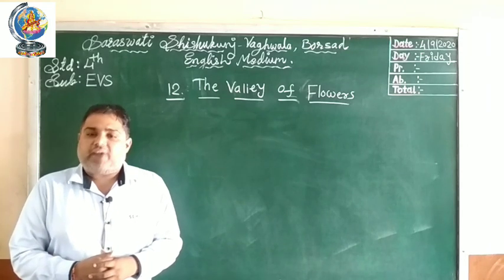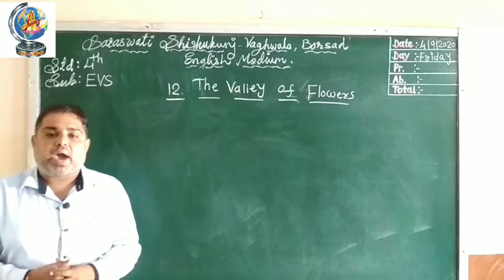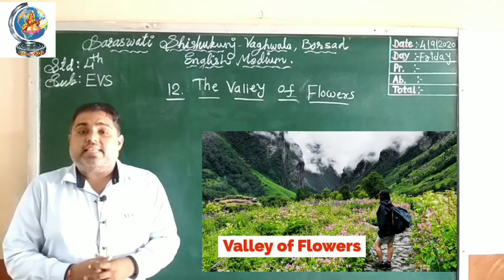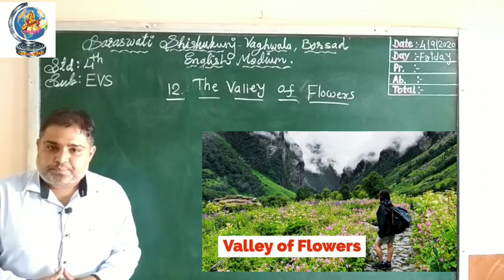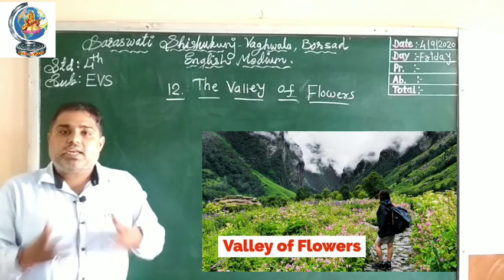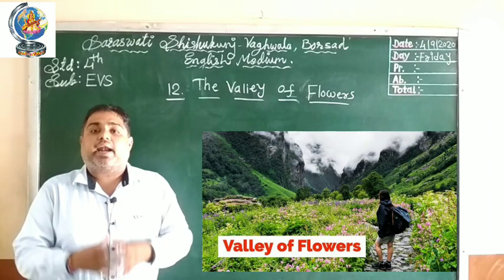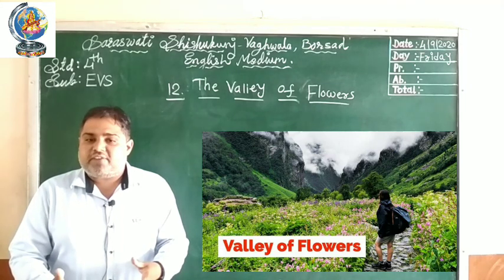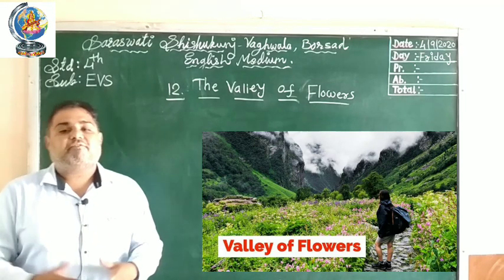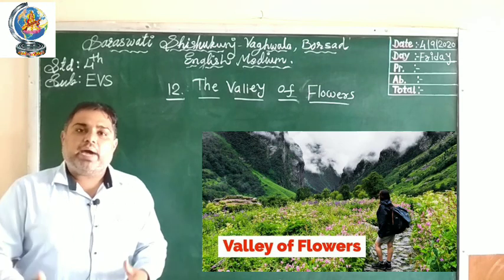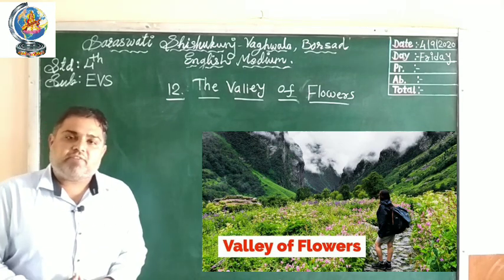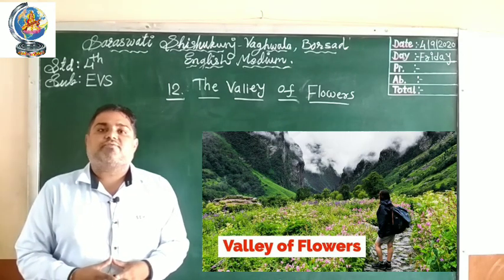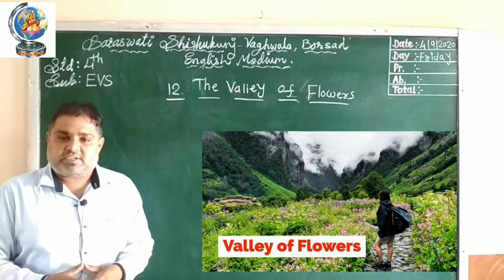The Valley of Flowers is a place where there are flowers everywhere. It is in the state of Uttaranchal. You can see many different colored flowers like red, yellow, blue, and white flowers. So students, there is one valley where you can see flowers everywhere. That is why the name given to this valley is the Valley of Flowers.